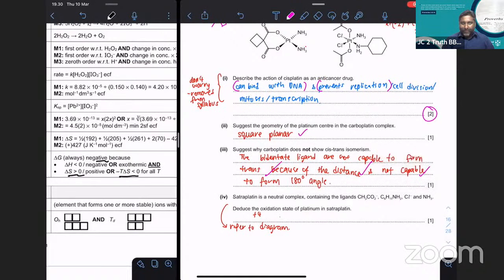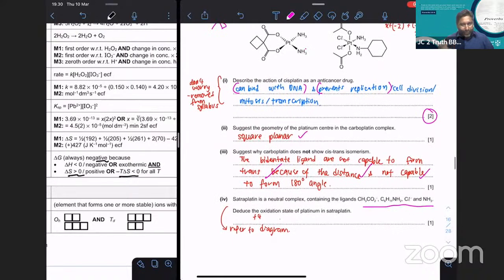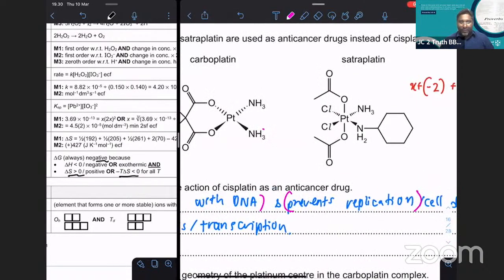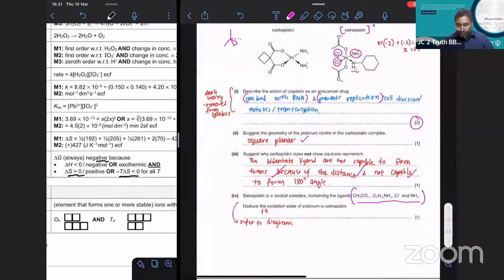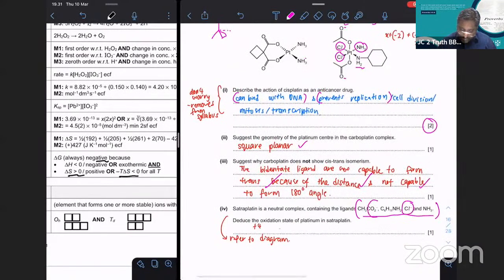Now, satraplatin is a neutral complex containing all these ligands; deduce the oxidation state. In order to do this, don't just simply look over here only and think, oh, there are going to be 4 ligands. Then you will make a mistake. They say satraplatin. Satraplatin is this one. They have already mentioned that the entire molecule is neutral. We know the oxidation state for ammonia is 0, and this is also neutral. And then the Cl and Cl are -1, -1. So let's check again. If you're not sure, you check again. Cl is -1.